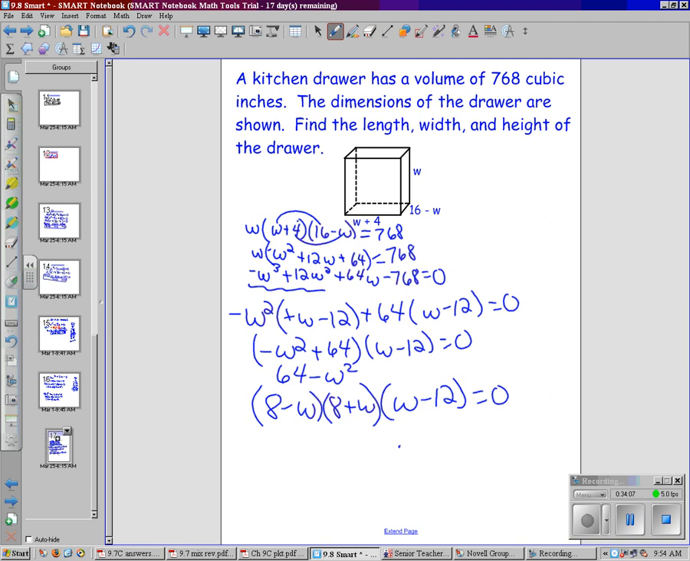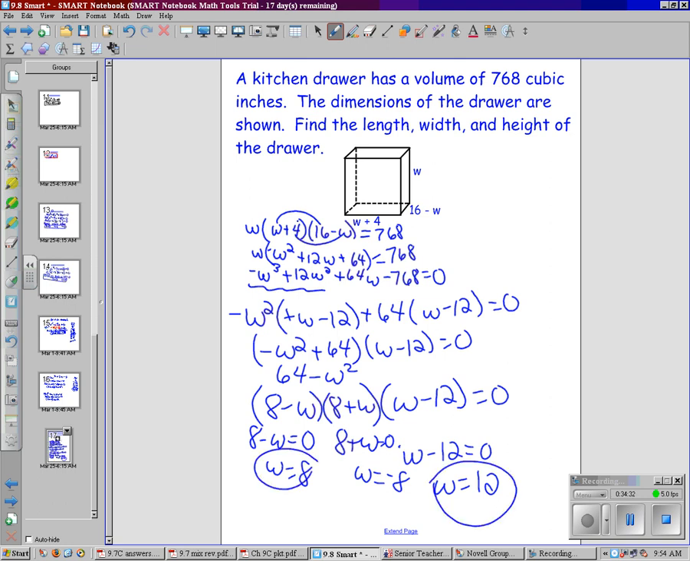So I've got 3 different answers I'm going to have here, right? What's one of them going to be? 12 is going to be one of them. I've got 8 plus W. What's W going to be on that one? Negative 8. And I've got 8 minus W equals 0. What's W going to be? Positive 8. So I've got 2 answers here that I can actually use.